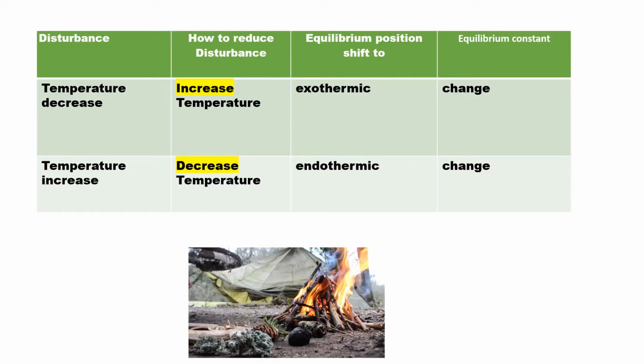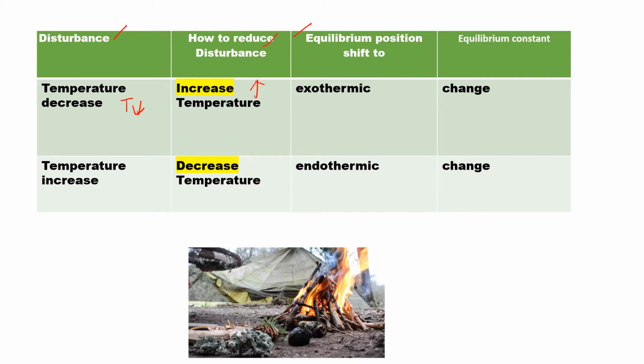Hi, this is part 3, so we will learn how the temperature influences the equilibrium position. For analysis, this is what we call disturbance. So how to reduce the disturbance, and the equilibrium position will shift to which part? Okay, now I start with the first disturbance, a temperature decrease. Temperature decrease. So how to reduce the disturbance?